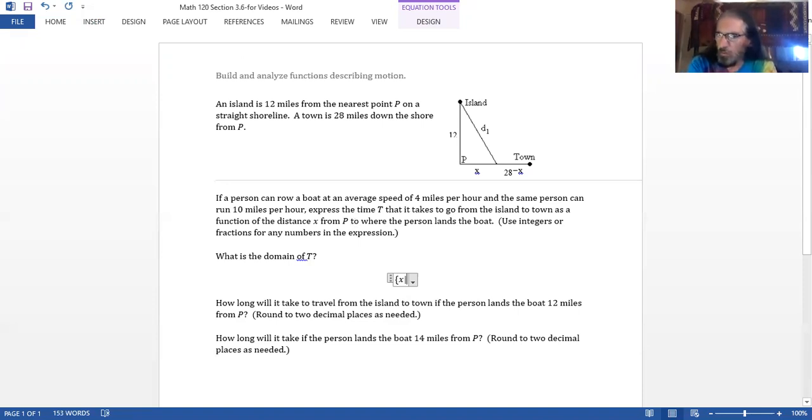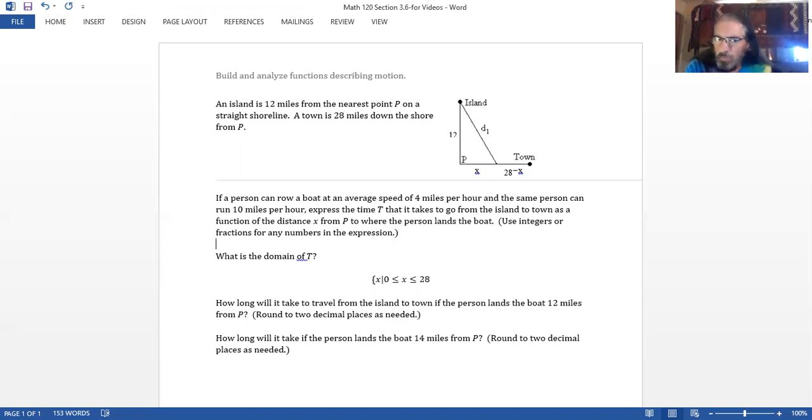X could be 0 if we go straight from the island to point P. Therefore, we've got greater than or equal to. And the highest it could be is 28 by going straight from the island to the town, not going to some place in between along the shore.